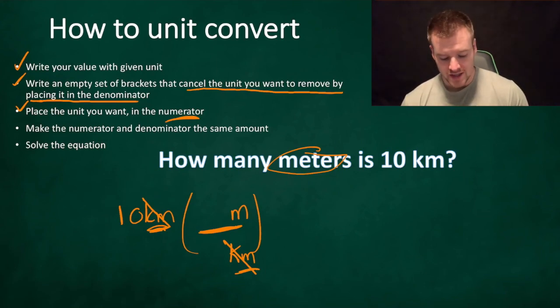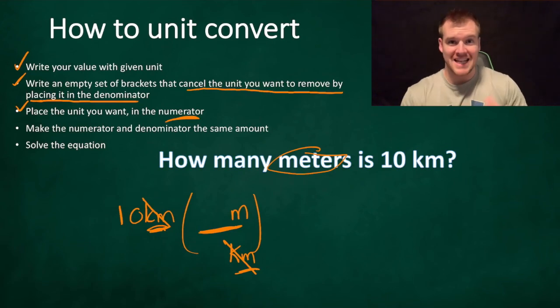We have to make whatever it is in brackets here equal to 1 so that that value of 10 kilometers, that distance of 10 kilometers, can't make it with my hands, it's really, really big, but 10 kilometers has to stay the same. We can't change that value. So whatever's in the brackets has to be equal to 1.